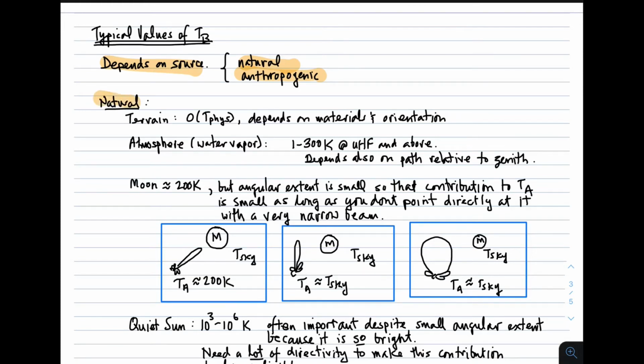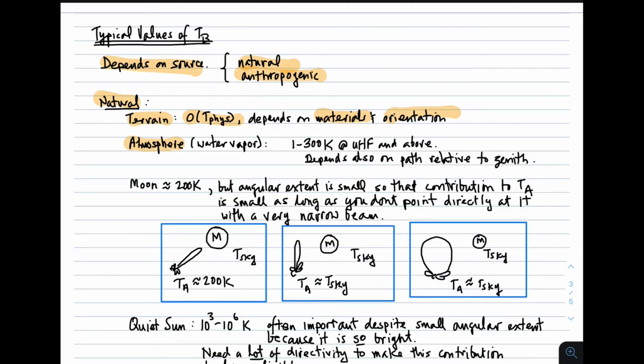So, natural noise. Some categories include here terrain, as we've already alluded to, which will have brightness temperature on the order of the physical temperature, but the exact value depends not just on the physical temperature, but also on the properties of the materials that comprise the terrain, and also the orientation of the terrain. Polarization plays a role in all this. Now that's relatively complicated stuff, but the headline here is that terrain has a brightness temperature on the order of the physical temperature, and it's hard to do better than an order of magnitude guess without taking into account the materials and the orientation.